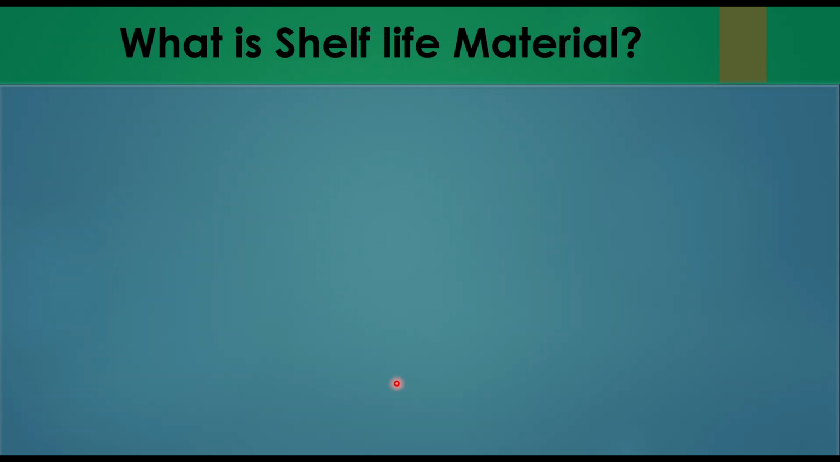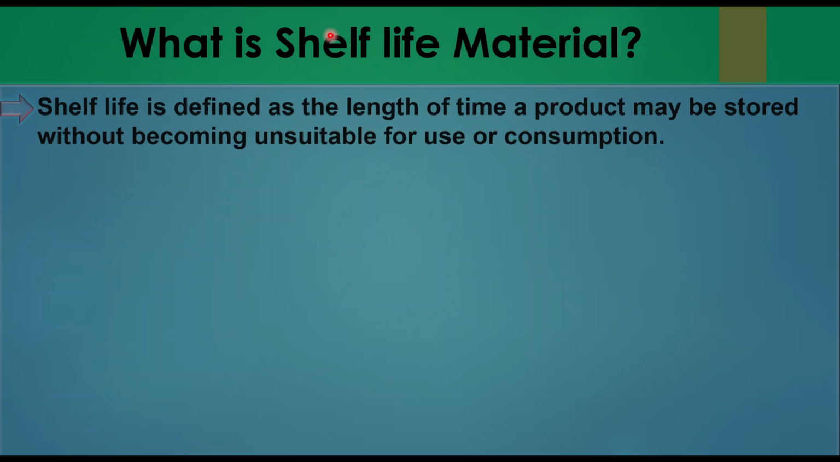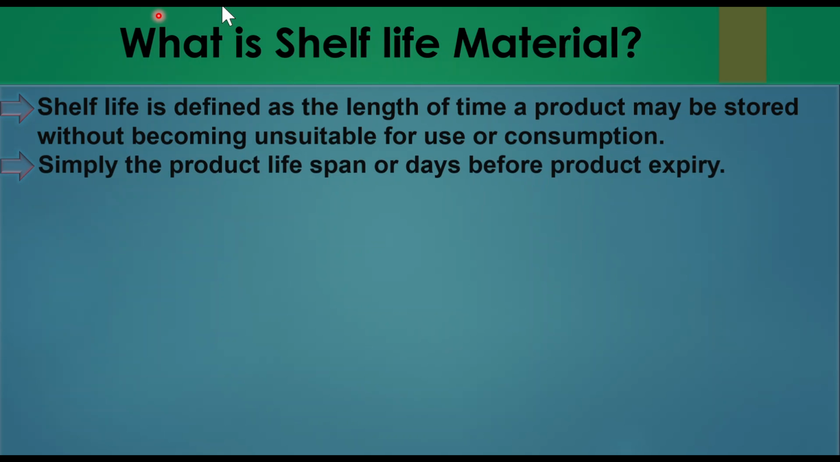So we will see our next topic, that is shelf life material processing. First things first, what exactly does shelf life of material mean? Shelf life of material is defined as the length of time a product may be stored without becoming unsuitable for use or consumption. In other words, it is the length of time a commodity may be stored without becoming unfit for use, consumption, or sale. So simply, it is the product lifespan, or the days before the product expires.